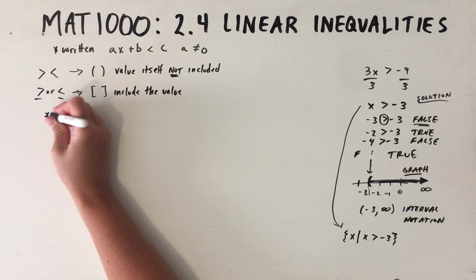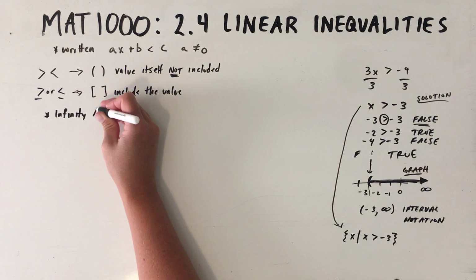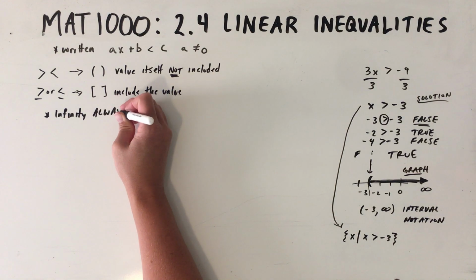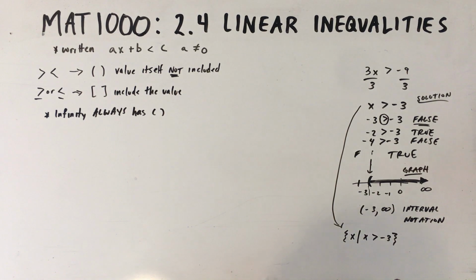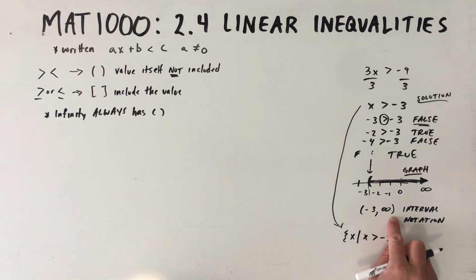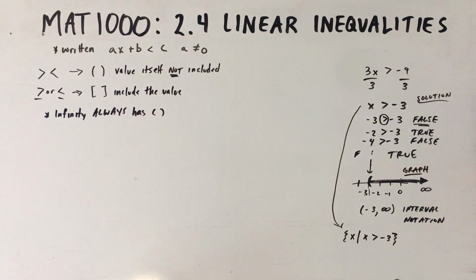So one more thing that I wanted to point out here is that infinities always have parentheses. Where we're talking about positive infinity or negative infinity, it's going to have a parenthesis because you can't include the value of infinity because it's not finite. Okay, it's infinite.